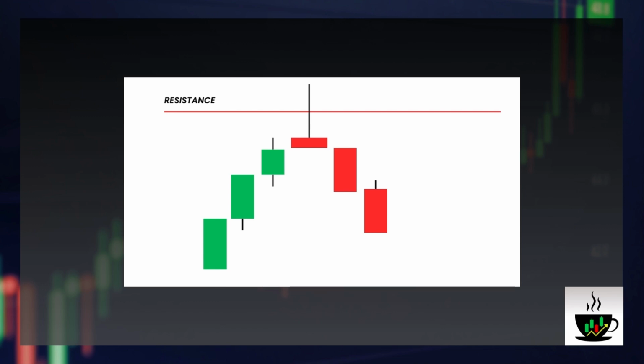Buyers initially drove the price up, but sellers stepped in aggressively, pushing it back down near the candle's low. This shift in control from bulls to bears, especially near a resistance zone, signals potential bearish reversal. The shooting star is a warning sign. Momentum may be fading, and a downward move could follow.